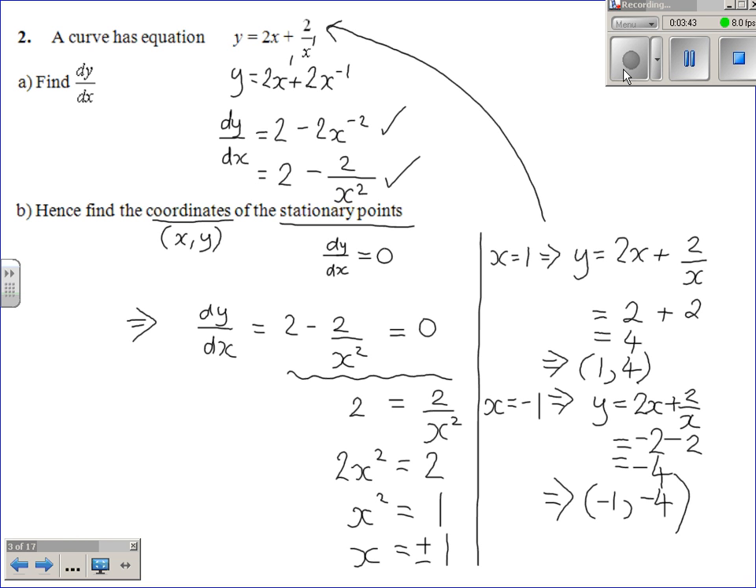So your final answer, if you wanted to finish it off, you could just put therefore the coordinates are (1, 4) and (-1, -4), and you're done.